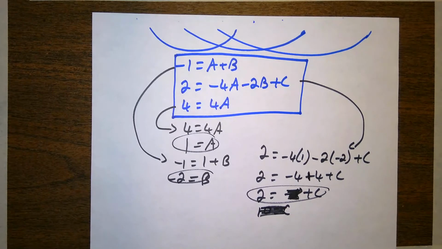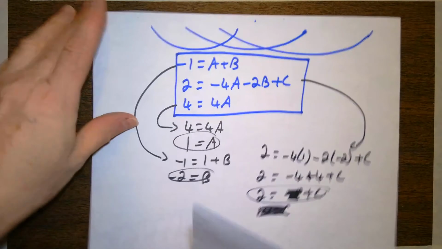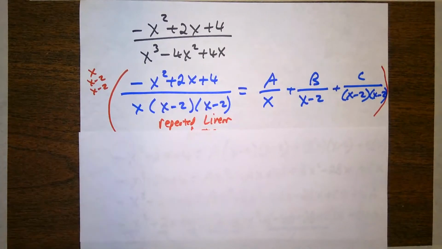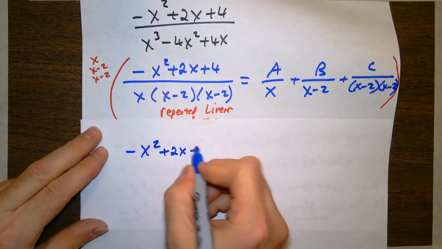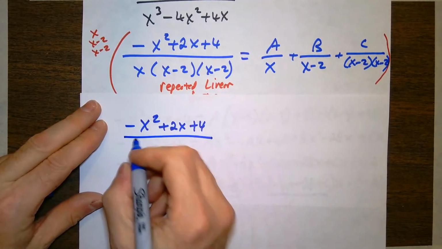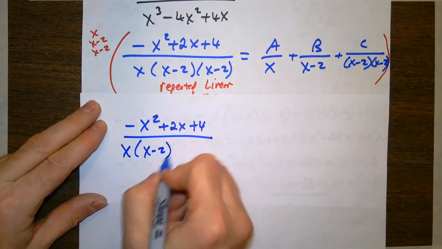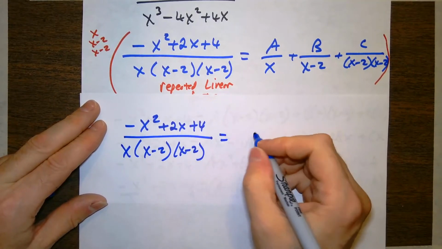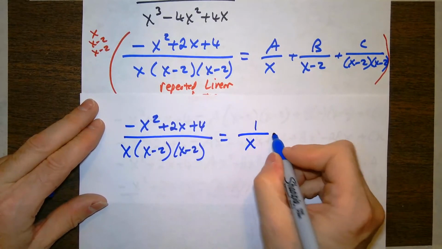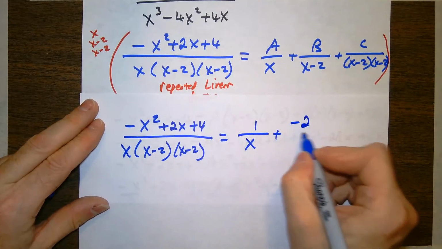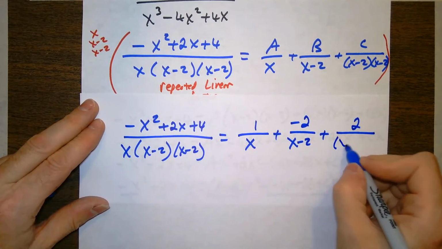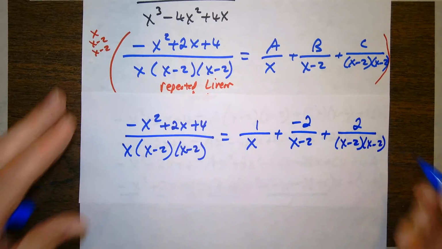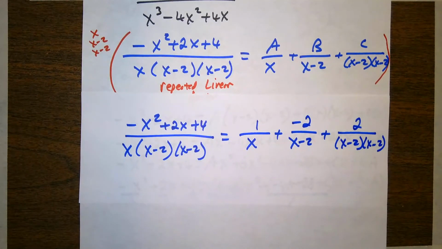So what does that mean? From my original partial fraction decomposition, that means that negative x squared plus 2x plus 4 over x times x minus 2 times x minus 2 is equal to my a value, which was 1 over x, plus my b value, which was negative 2 over x minus 2, plus my c value, which was positive 2 over x minus 2. There it is.